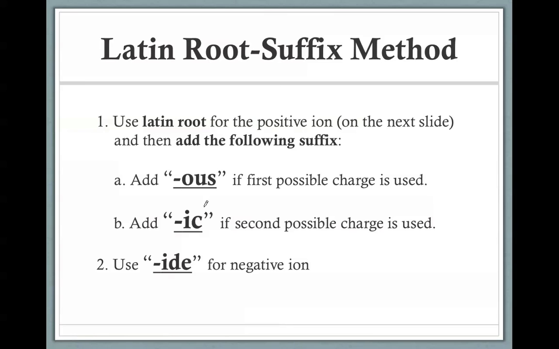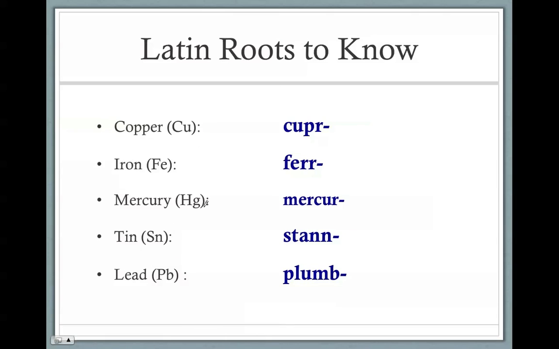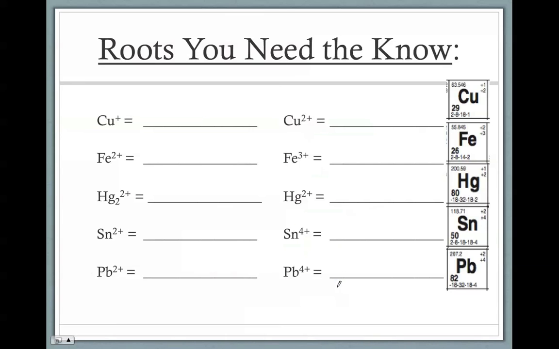So what are those Latin roots? These ones are the ones that you need to know because they don't match up with the name of the element as well, except for mercury. However, copper is CUPR. Iron, we're going to use FERR, and you can kind of see where now the chemical symbol came from. Tin is going to be STAN, STANN, and lead is PLUMB. So let's put these together, show you some examples, and I would definitely suggest writing these down.